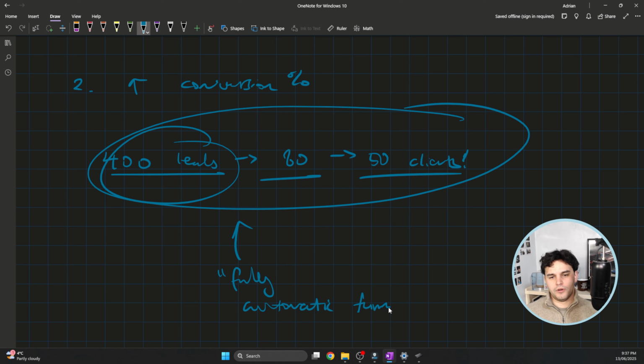So this was a fully automatic funnel, which meant that it didn't matter how many leads I was actually dealing with and how many leads I was wasting, because there was still 50 clients joining at the end of the day without a huge amount of input time.